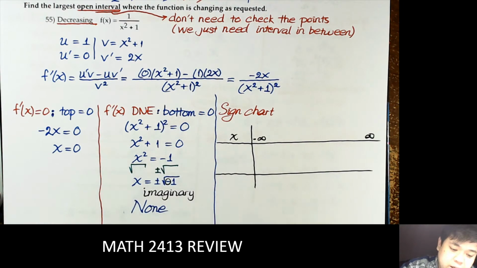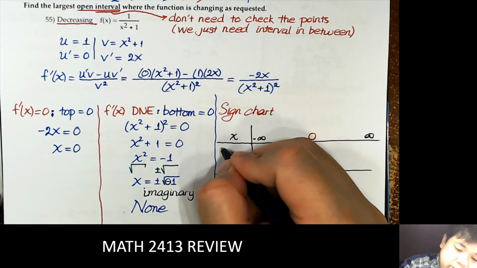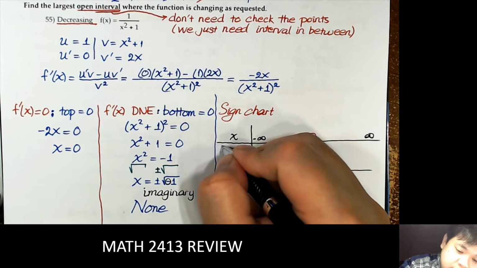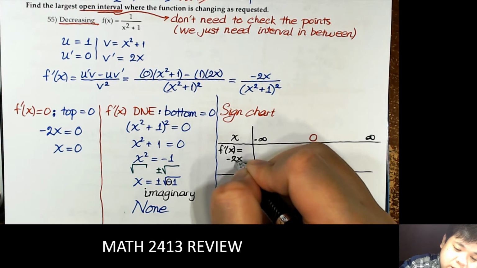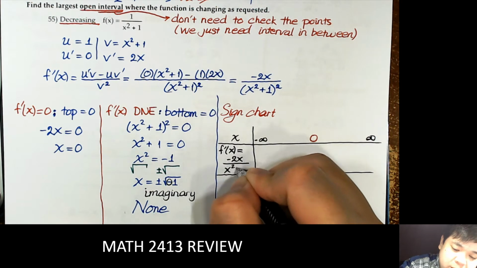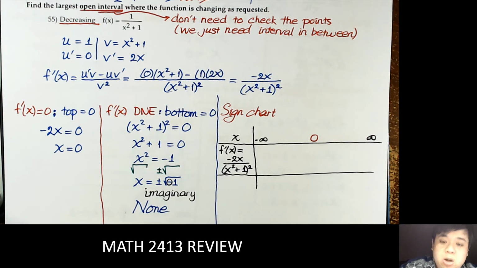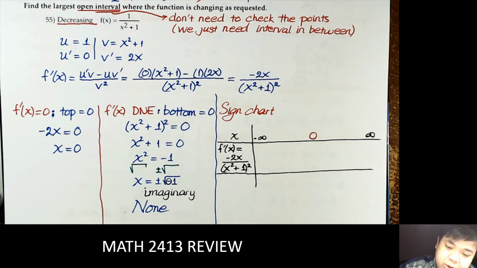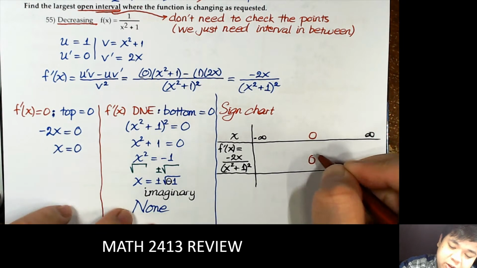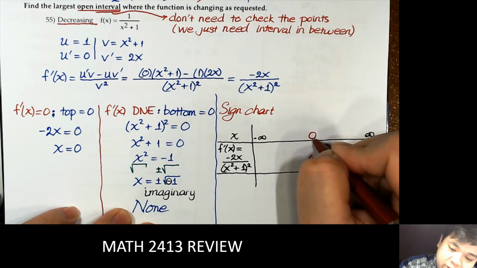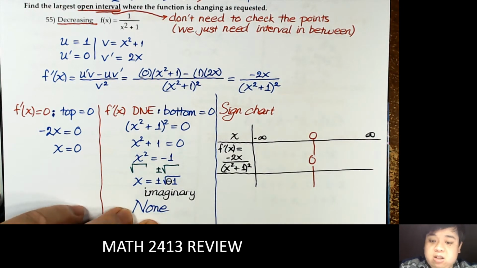On this side, we have x equal to 0 and the derivative, that is negative 2x over (x squared plus 1) squared. Right, 0 is where the derivative equals 0, so it equals 0 when the top is 0. And that number divides the number line. So we have the table divided at x equals 0.